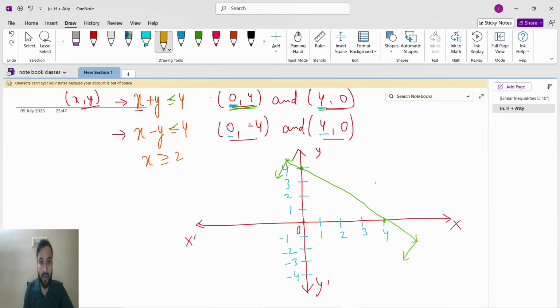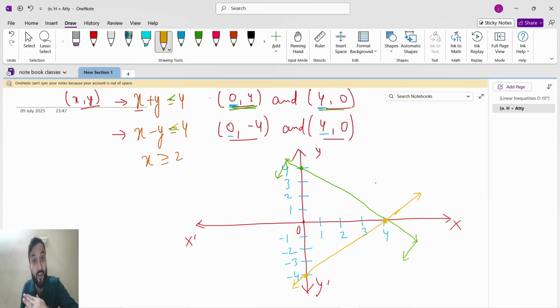Now next I will take x is 0, y is minus 4 here, and next x is 4, y is 0. Now I will join this. Now this is lesser than. Lesser than means what?